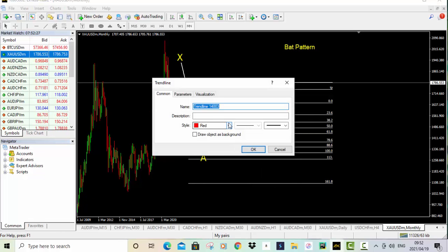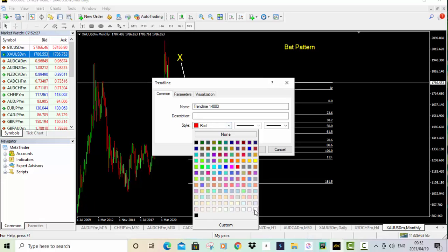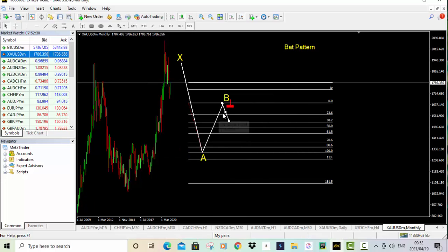That's the minimum of our C leg. It must come from at least a minimum of 38.2, or it can come down to 50%, 61.8, 78.6, 88.6, it can even retrace all the way to 100%, but price must not go beyond our A leg.